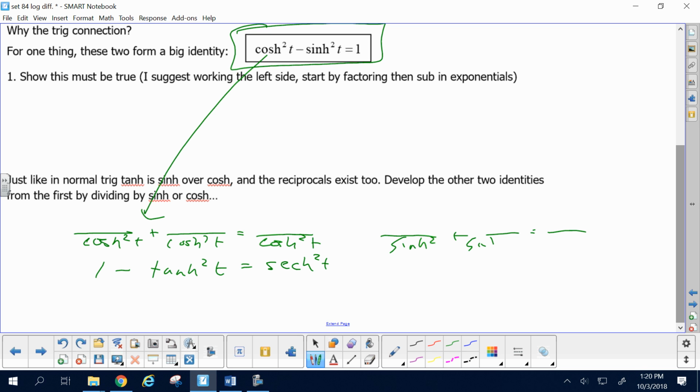Whatever, it is what it is. I'm not trying to improve on the math. I'm just going with it. Cosh squared, so this is minus. Cosh squared minus 1 is what?